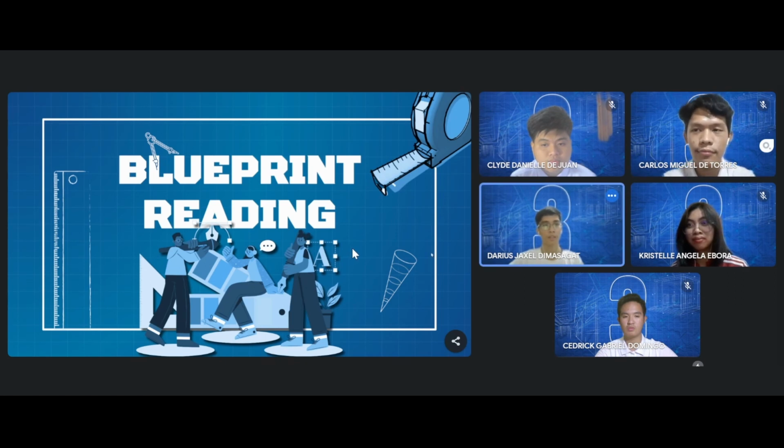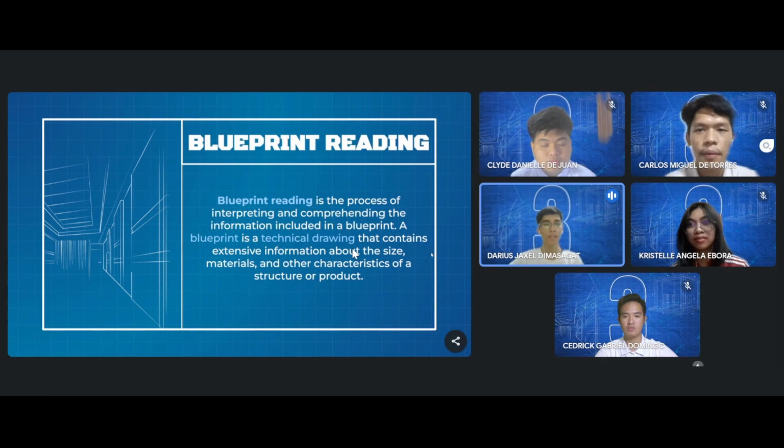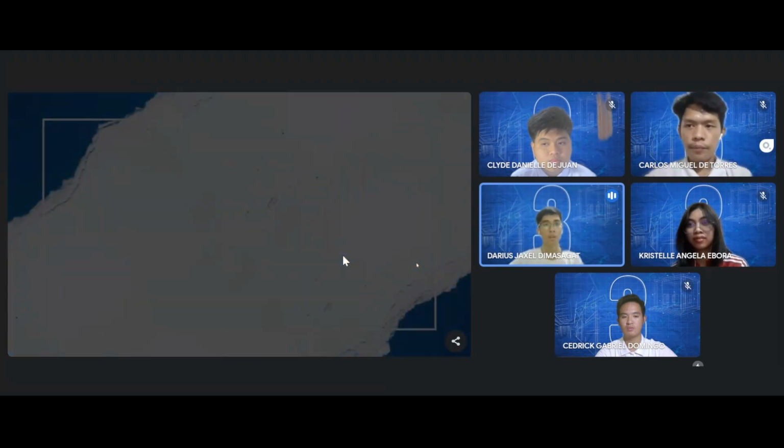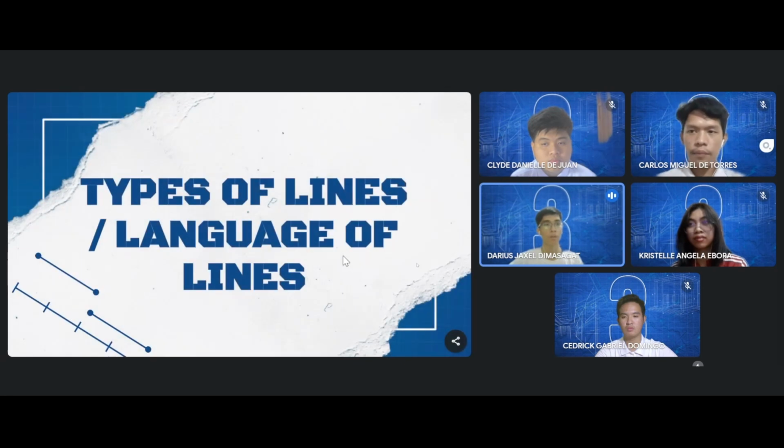Thank you, Carlos. Now, what is blueprint reading? Blueprint reading is the ability to interpret technical drawings, often used in construction and engineering, containing vital information about size, materials, and other details of structures or products. Now, let us take a look at how lines convey meaning in a drawing, the types of lines and their language inside a blueprint.